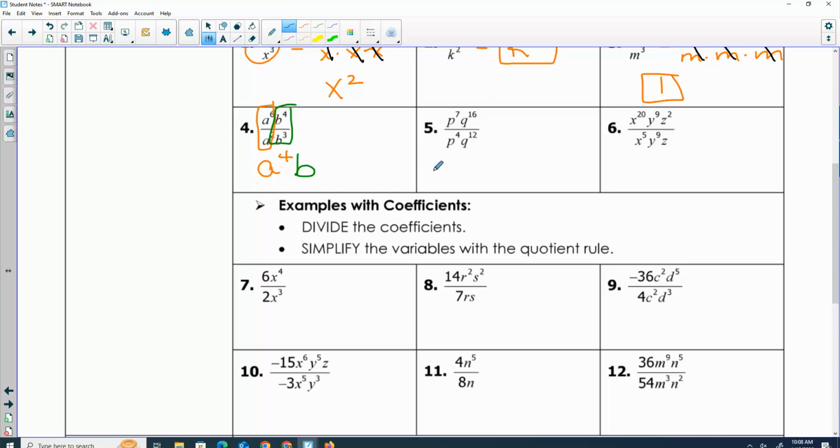Number 5. This would be p to what power? 3rd. 7 minus 4 is 3. Q to the 16 minus 12.